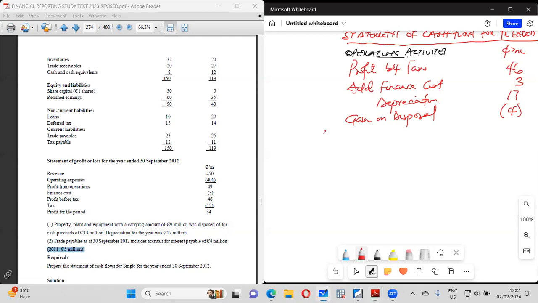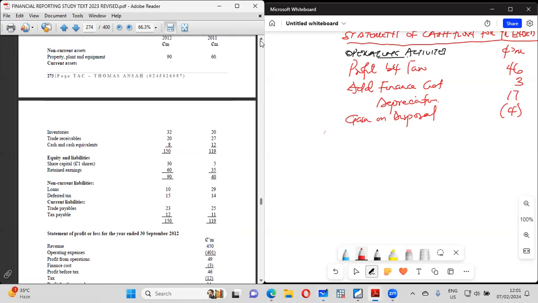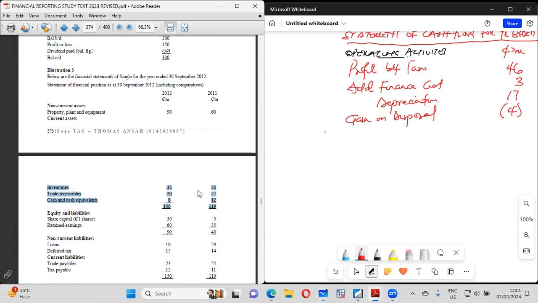Now let's go to the increase or decrease in working capital. You see, we've done this and we are coming to these ones. What do you see there? There is an increase in inventory. What does that mean to us? It means there is an outflow. How much is that? It's 32 minus 20. It doesn't matter how you position this, you can also do 20 minus 32, but you should understand that it's an increase and it's an outflow. Trade receivables was 27. It has decreased to 20, which means a decrease in trade receivables.